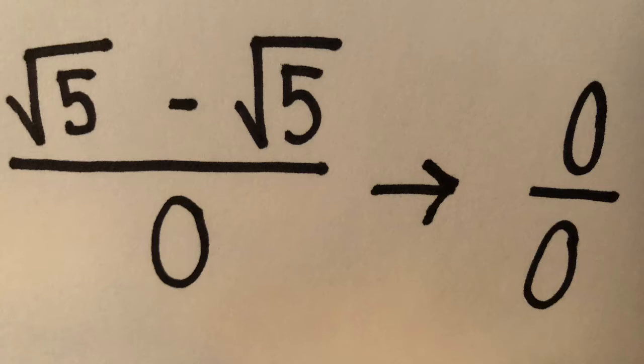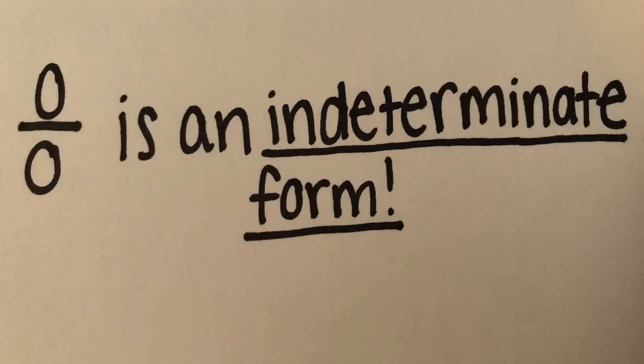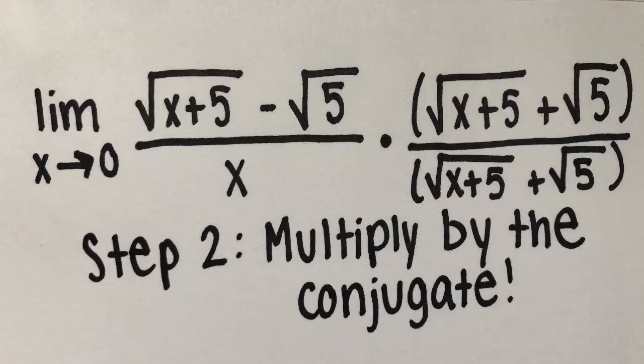Once you plug in for x, your function becomes the square root of 5 minus the square root of 5 all over 0. The square root of 5 minus the square root of 5 is 0. We now have 0 over 0, which is an indeterminate form. This means that the answer is invalid and we must change the form of the problem in order to properly find a limit. This brings us back to the original problem. How do we change its form to solve?